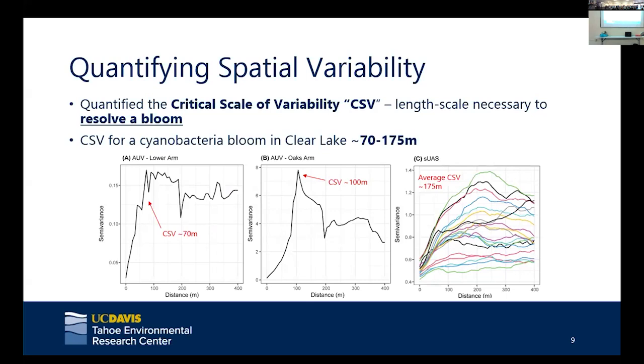And we use this data and determined that the critical scale of variability for a cyanobacteria bloom in Clear Lake is on the order of 70 to 175 meters. And this is important because those pixels I showed on the last plot, those are 300 meter pixels. So they're missing some of the variability within that space. And these measurements are kind of valuable to then inform future sampling efforts on Clear Lake.